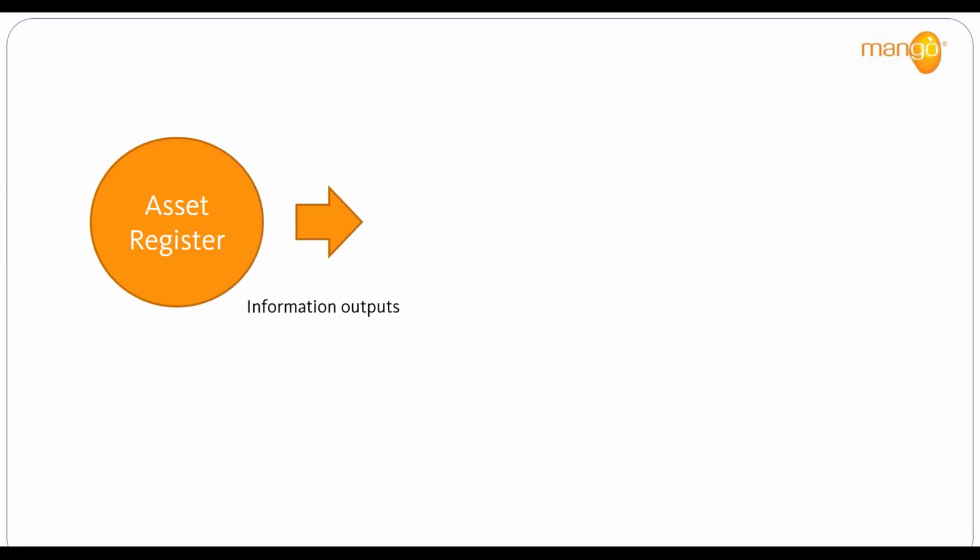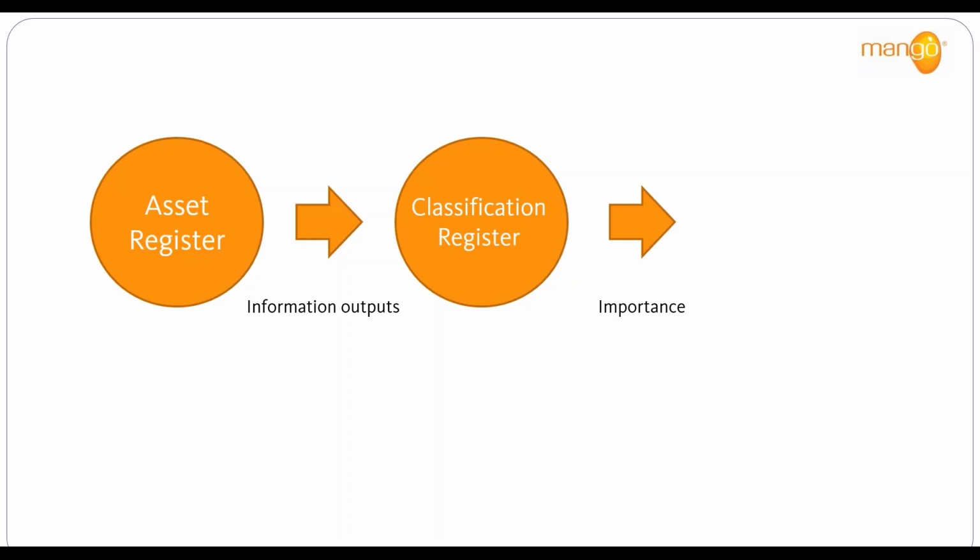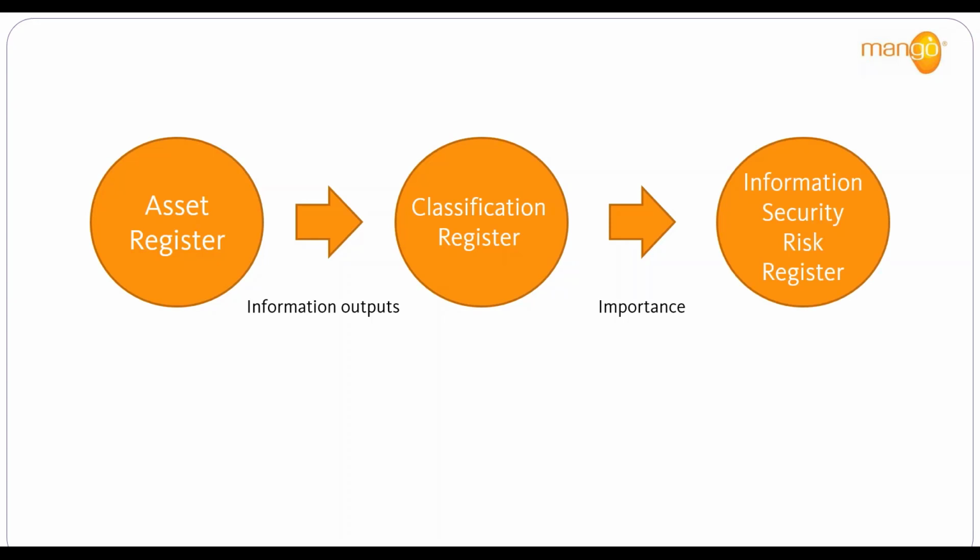And each of those assets has an output. We then classified all of that information through what we call our classification register. We classified them by priority: private, confidential, in-house, and public. The highest important stuff was around private, down to the public, which was less important. And from that, we then create our information security risk register. I'll show you what that looks like soon.